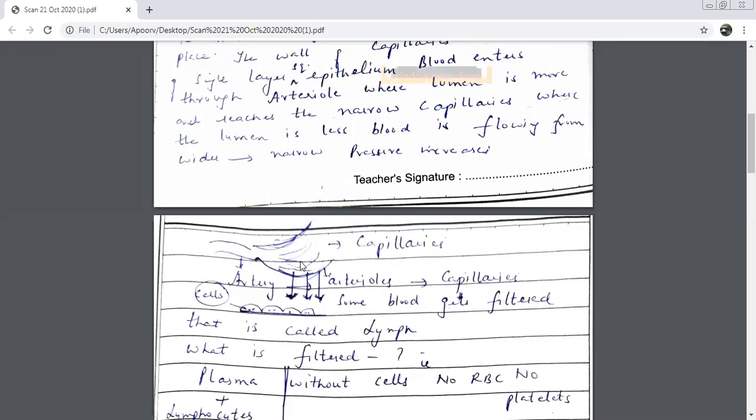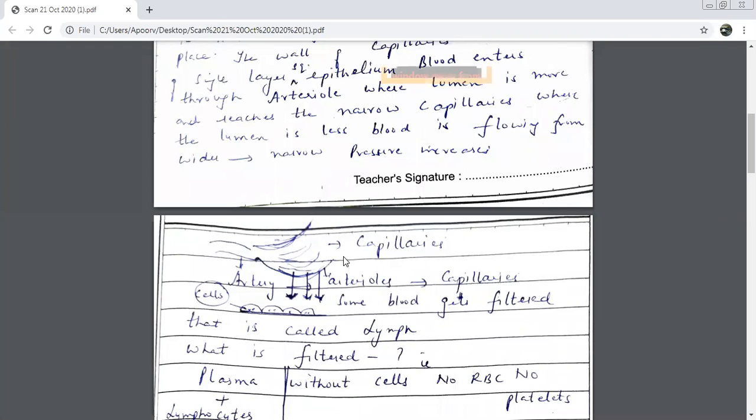These small ones are capillaries. Compare the lumen of capillaries and the lumen of arterioles. Lumen of arterioles is more or capillaries is more? Arterioles. So what will happen? The pressure here, will it increase or decrease, because it is entering from a wider to a narrower passage? Just now we discussed what will happen to the pressure. It will increase.